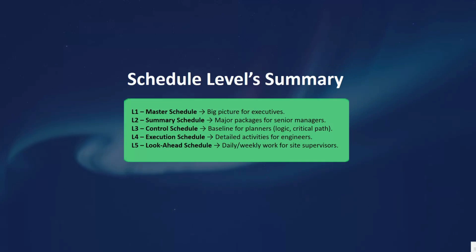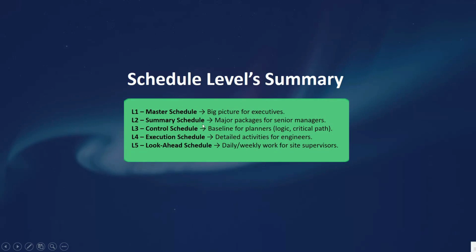So we have completed scheduling levels 1 to 5, and I also have here the summary for the students. If you want to understand quickly about all these schedules, you can also understand a little bit from this scheduling level summary. First, you can see level one. We have already taken an overview. So here you can see the master schedule, that will be the big picture for the executives and clients as well.